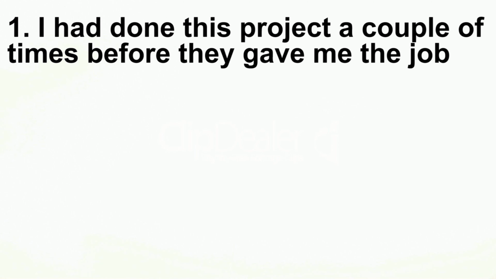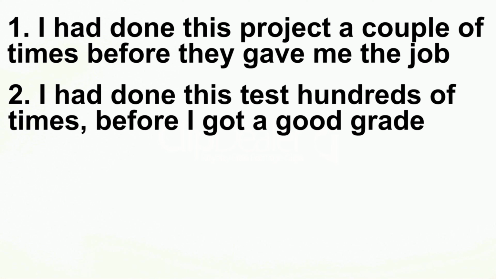Then the example number 2 is, I had tried this test hundreds of times before I got good grade. So here's the same, guys. We have 2 actions in the past. One happened before the other one. So the first one is, I had tried this test hundreds of times. So this was the first action, and here we use the past perfect. And then I got good grade. So this one is the second action. It happened after the first one, right? So here we just use the simple past tense.